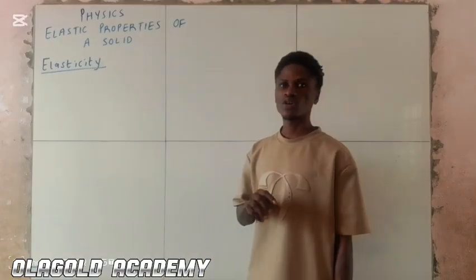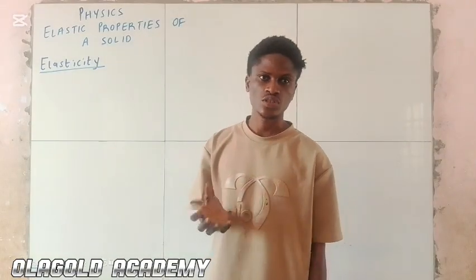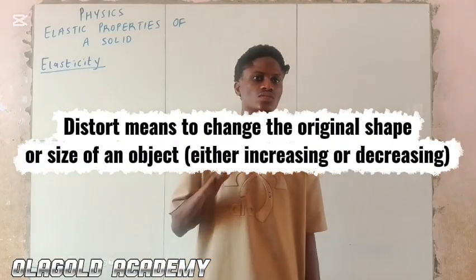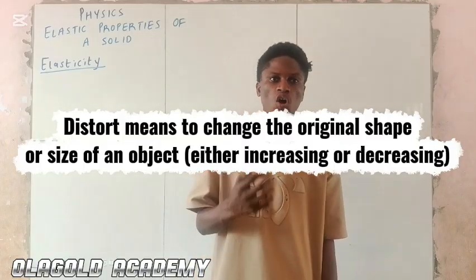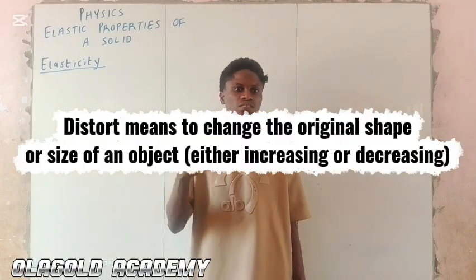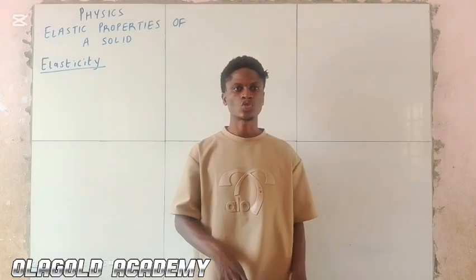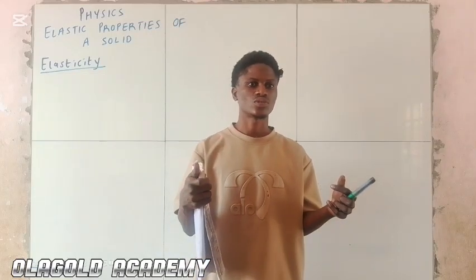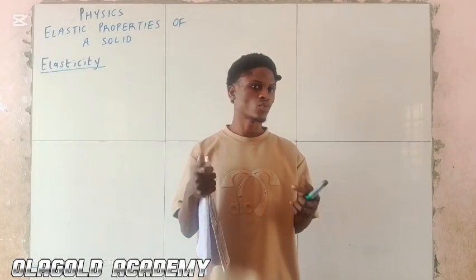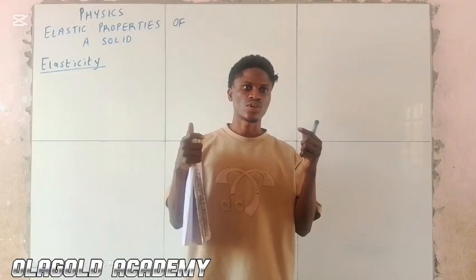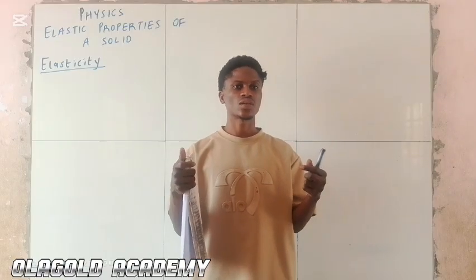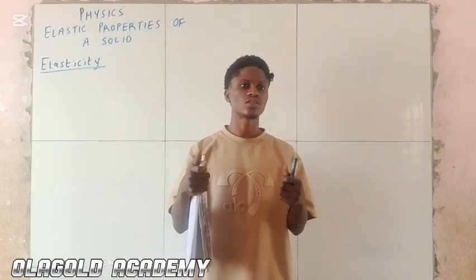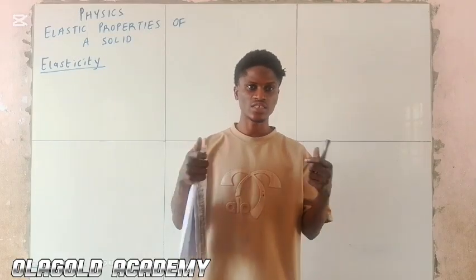I mentioned distorted. So what does distortion mean? Distortion just means to change the size and shape of a particular material either by increasing it or by decreasing it. If you have a rubber band and you stretch it, you increase it, and in most cases the distortion is shown by increasing the size.